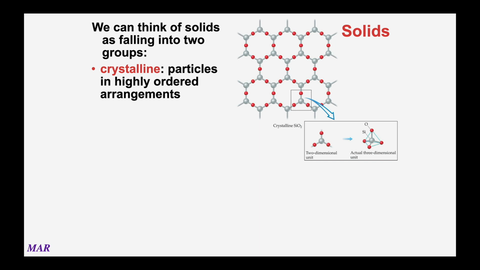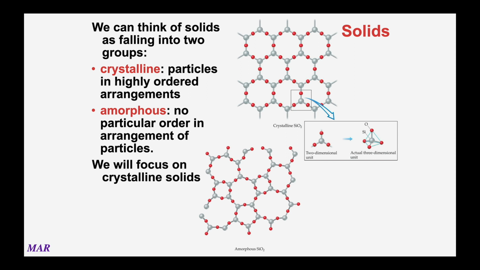So solids, when you think of all the solids in the whole world, there's basically two groups. There's crystalline solids, which are when you have the particles of the solid in a highly ordered arrangement, so they are predictable in how they go together. But you also have what's called amorphous solids, which are more randomly placed together. The science and the understanding of amorphous solids is much more difficult and honestly not super well understood. So in Chem 222, we're only going to look at crystalline solids.